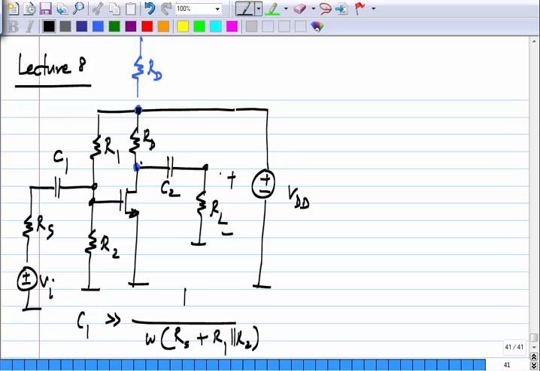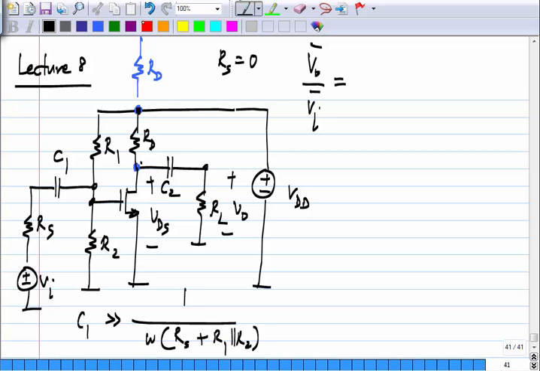And if I call this VO and I call this VDS, VO by VI, and for simplicity I will show these things with RS equals 0. This is just to not have another voltage division expression involving RS and R1 parallel R2. If RS equals 0, what is VO by VI? We evaluated that yesterday, right?